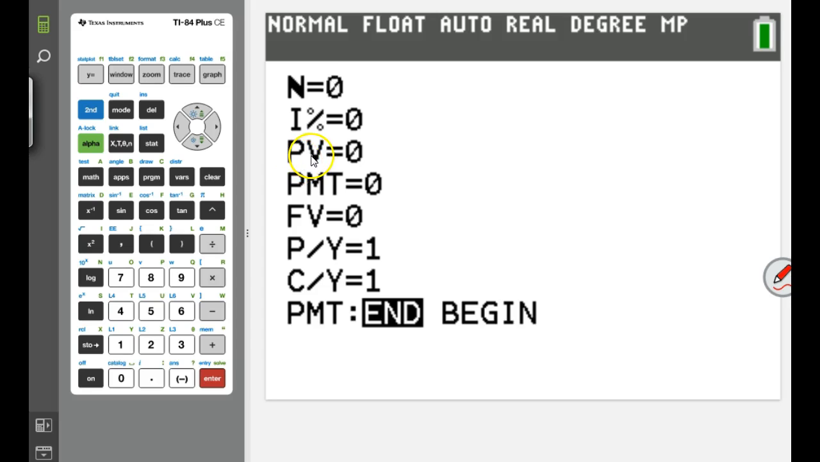P stands for present value. PMT is payment. FV is future value. P per Y is payments per year. C per Y is compoundings per year. Everybody needs to have this default set to end. Is everybody set to end? Because it will totally give you a different answer if you set it to beginning. This means I'm making a payment at the end of the month versus the beginning of the month. Its default is end, so we're all just going to leave it there. Everybody good?